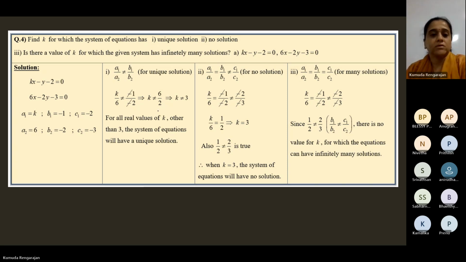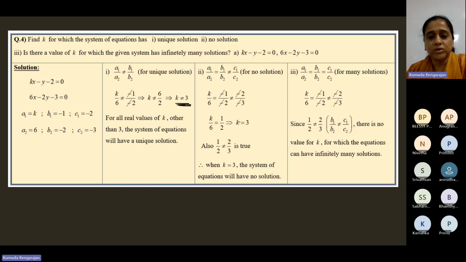Okay. So for a unique solution, you get k is not equal to 3. But what should be the value of k is the question. For what value of k will the system of equations have a unique solution? So k should not be 3. So k can be anything other than 3. So for all real values of k other than 3, the system of equations will have a unique solution.